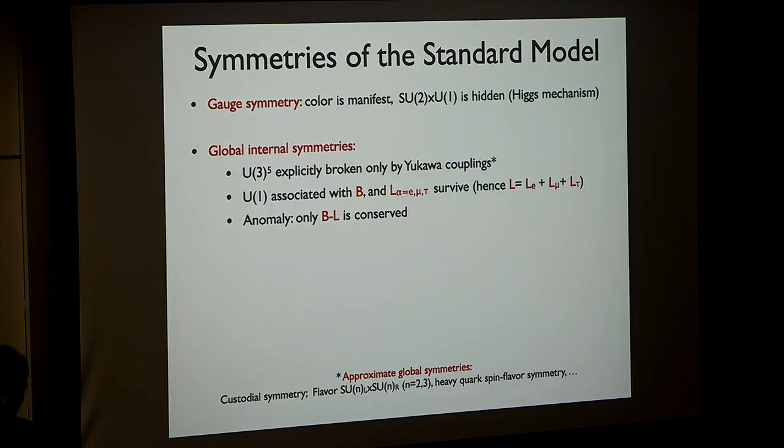What about the global internal symmetries? All right, so remember there was a huge global symmetry of the pure kinetic part, the gauge kinetic part, U(3)^5. That is broken, fortunately, by the Yukawa coupling. Otherwise, we would have no notion of what is first generation, second generation, third generation. So the Yukawa breaks the non-abelian factor badly.